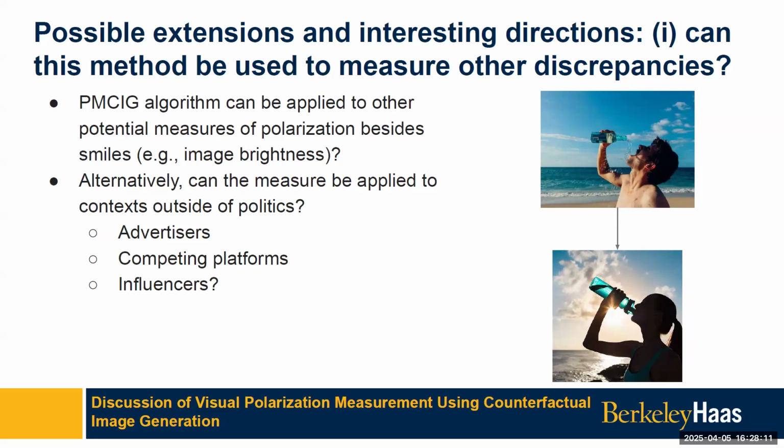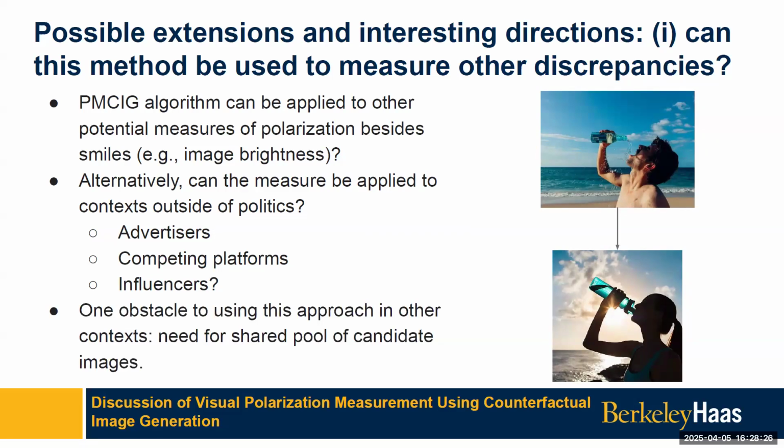When influencers are posting about the same events and choosing which photos online to use, do they have certain biases? So there are a lot of platform-related questions that we can maybe apply the same framework to, going beyond just questions about political polarization. One obstacle here is this identifying assumption that there is this shared candidate pool of images.